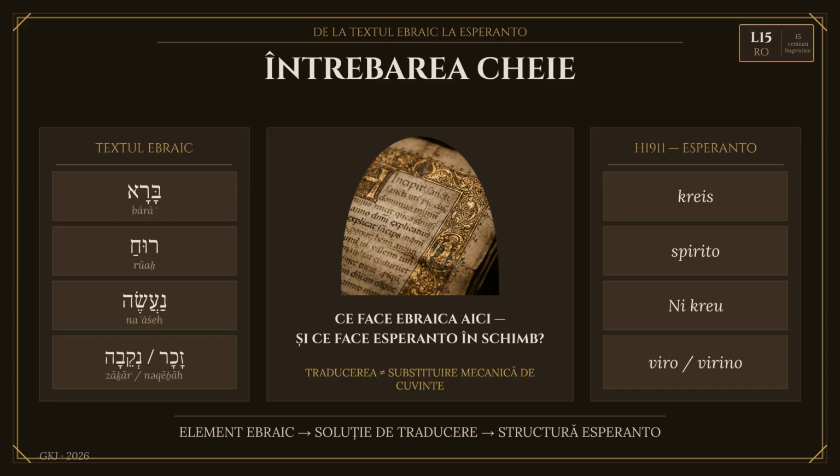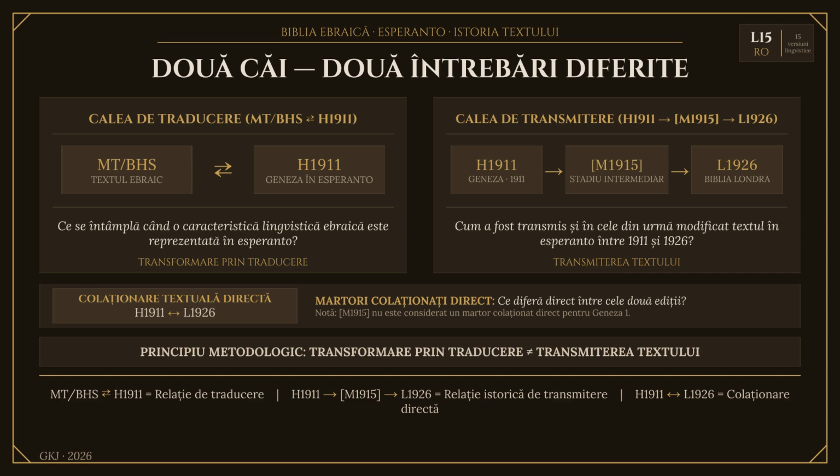Translation is never just a mechanical substitution of words. It is a complex process of representing linguistic structure. We must distinguish between two different paths: the active translation from Hebrew to Esperanto and the historical path of textual transmission between the 1911 edition and the 1926 version. These require different analytical methods.